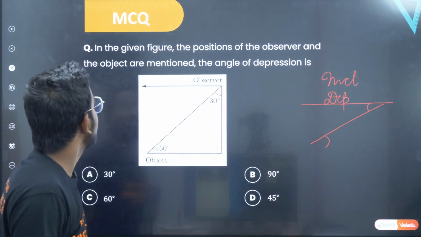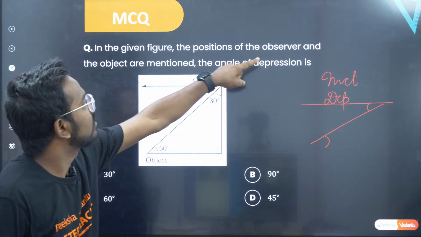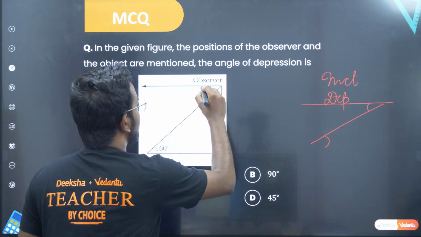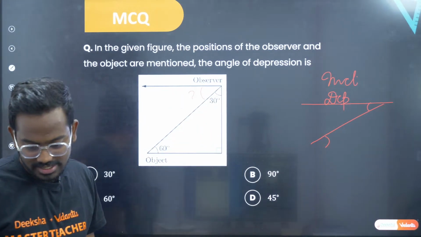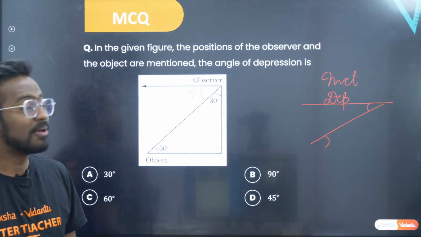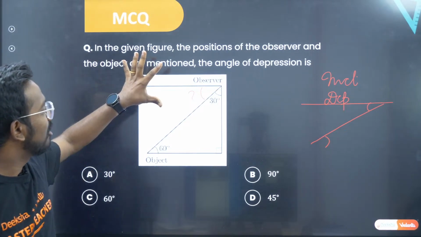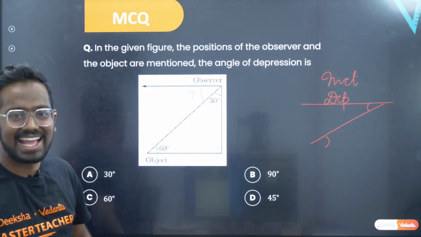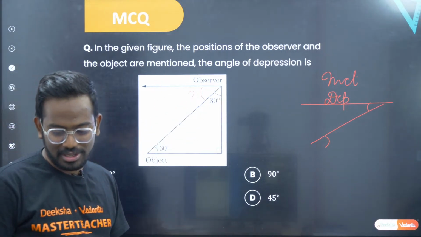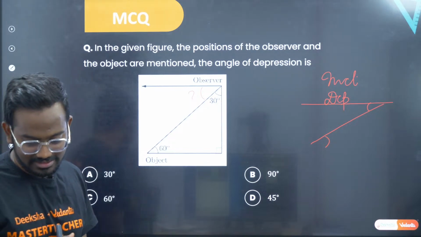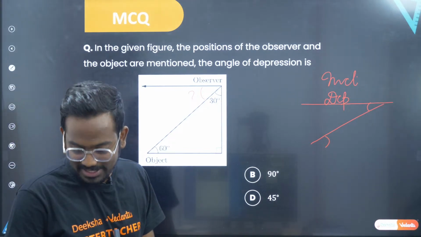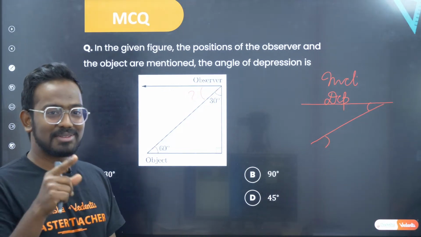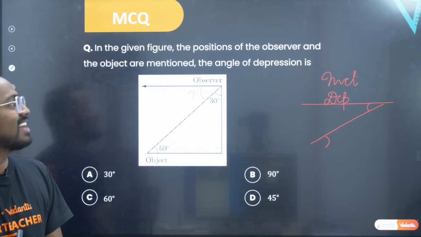So now the question says, in the given figure, the positions of the observer and the object are mentioned. Angle of depression. This angle is asked. What is this angle? Come on, answer this. Anybody? So you have angle of inclination to be 60 degree. What should be your angle of depression? Yes, very good. Saurav has answered it correct. Well done, Saurav. Followed by Deeps, again 60 degree, and Netra Satyanarayan. Is it 30 degrees, sir? Question mark. Okay, so let's see what is the degree.